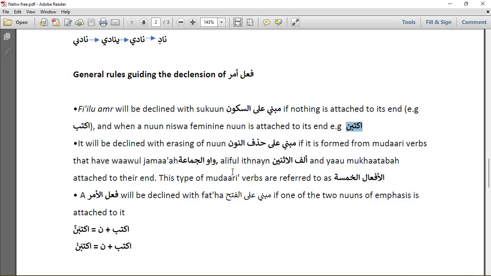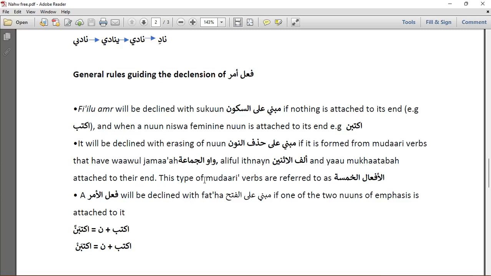Except nun niswa, because like I said earlier, nun niswa will just be what? Mabniyu ala sukun, like it's supposed to be. But the other ones that have nun, it will be what? Mabniyu ala hadfin nun. So which nun are we talking about? The nun in mudori that we removed when we were about to form amru. So all those verbs that we remove nun for, they will be mabniyu ala hadfin nun. Then finally, for those ones that we remove the weak letter for, they will be what? Mabniyu ala hadfi harfil illa.